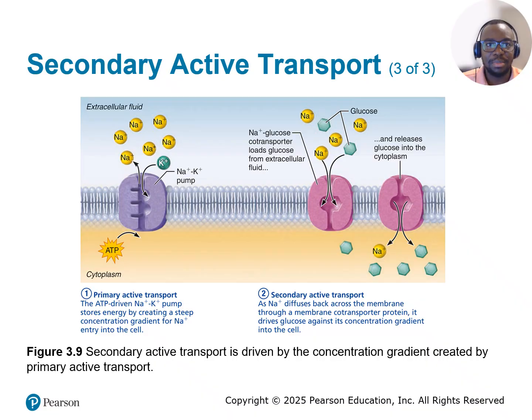In the second step, which is a secondary active transport mechanism, sodium ions diffuse back across the membrane through a membrane co-transport protein. This drives glucose against its concentration gradient into the cell. The sodium-glucose symporter loads glucose from the extracellular fluid and moves it across the membrane. Then, the sodium-glucose symporter releases the glucose into the cell cytoplasm.